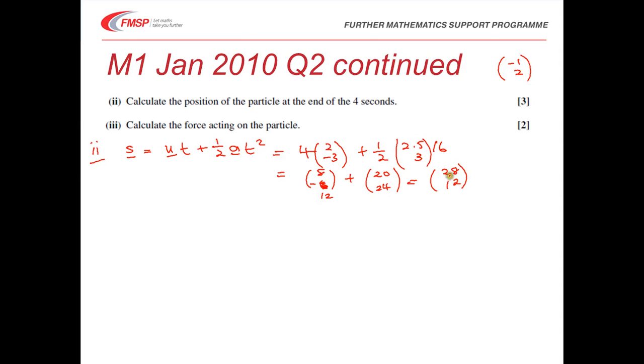Now that's the displacement during the 4 seconds, but the particle started from minus 1, 2. So from minus 1, 2, the particle has a displacement of 28, 12. So its new position will now be 27, 14.